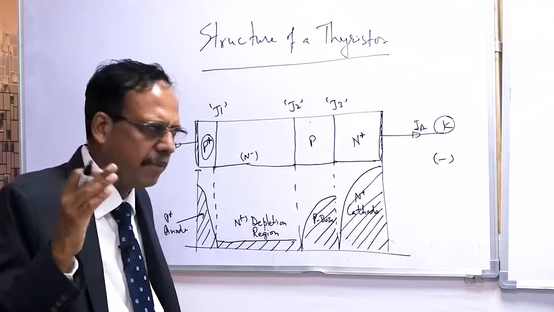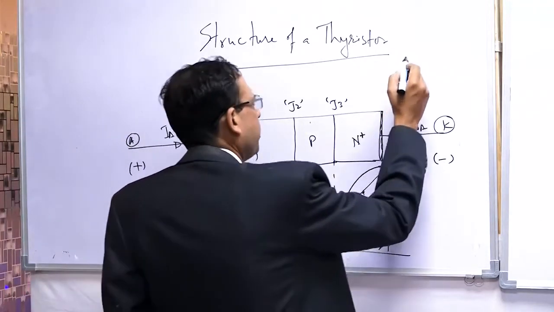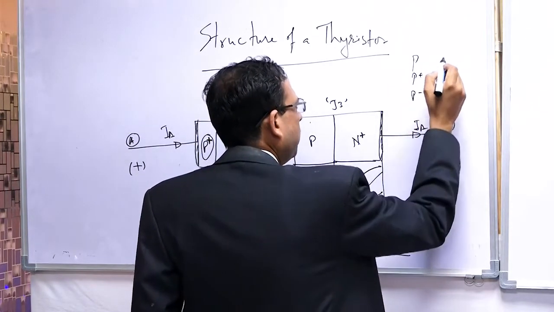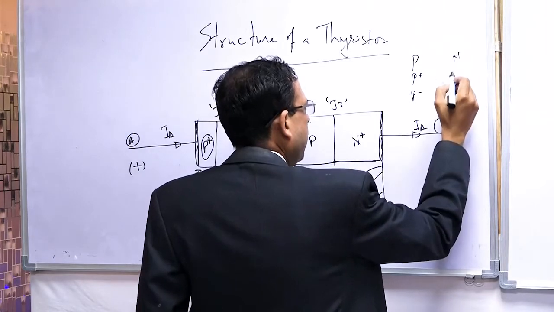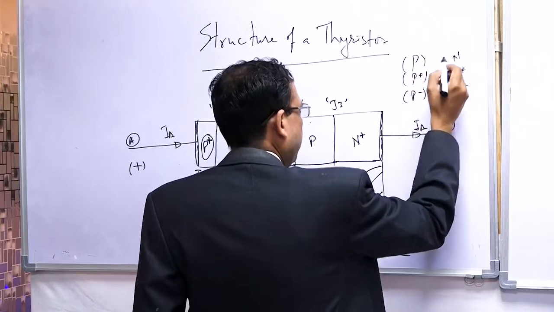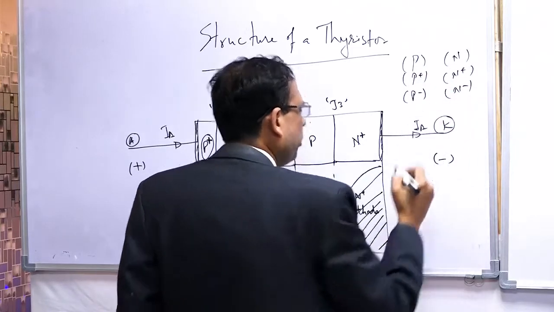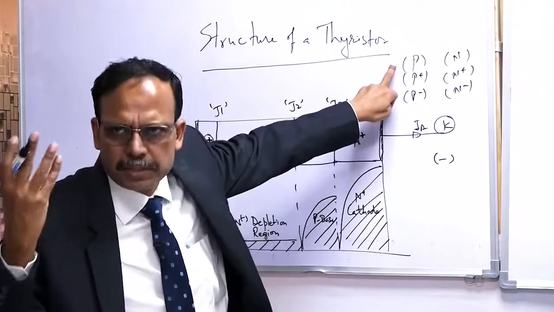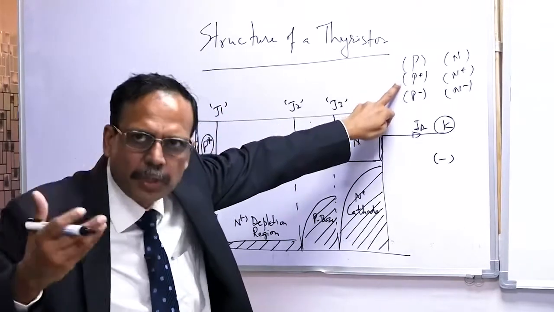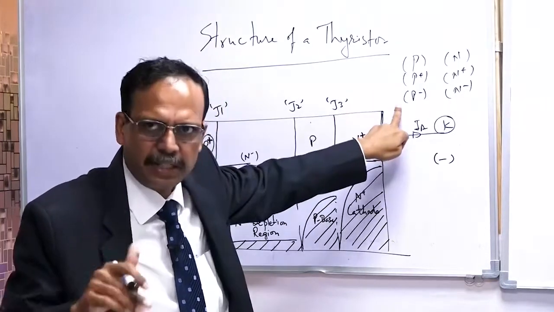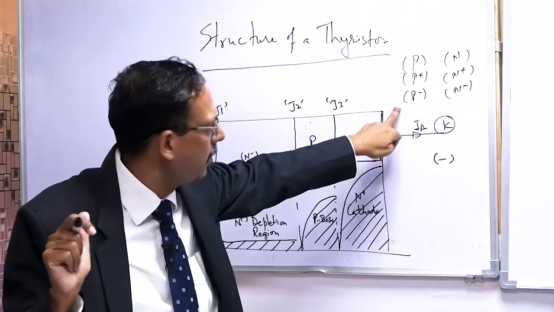I think I remotely remember that I had given the doping concentrations when it is P, P plus and P minus, then N, N plus and N minus. I had given the doping percentages. If I have not given, I have the data, I will tell you. That is going to give you an idea of how much is the concentration for P, how much more for N plus, and how much less for N minus. That data I don't have right now, so I will be telling you.